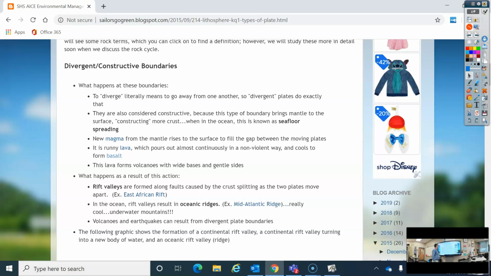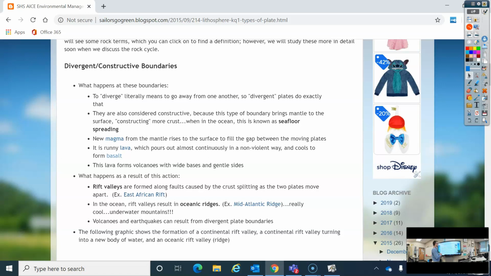They're also considered to be constructive, like I said, because where the two plates spread apart, new mantle comes up and becomes part of the crust. So it is creating new crust, therefore it is said to be constructive. When this happens in the ocean, which is where most divergent boundaries are, it is called seafloor spreading because the seafloor is spreading apart.